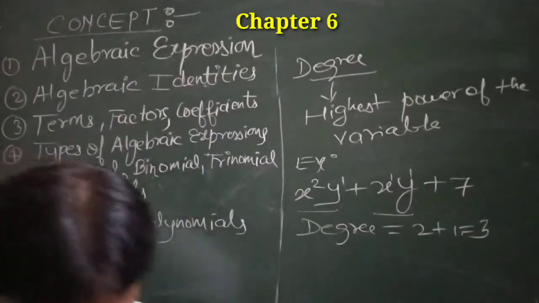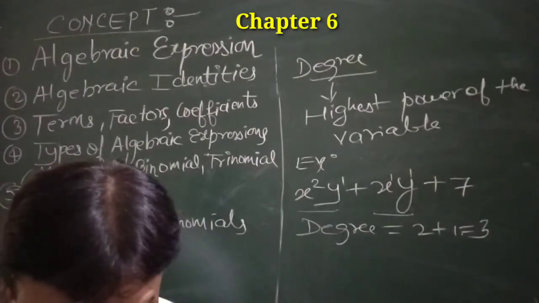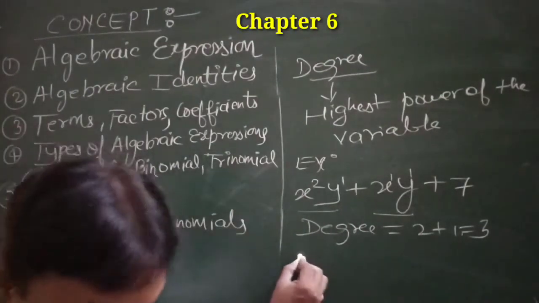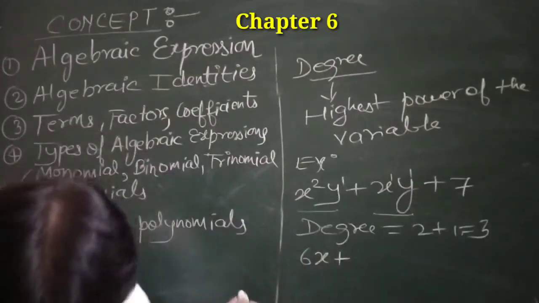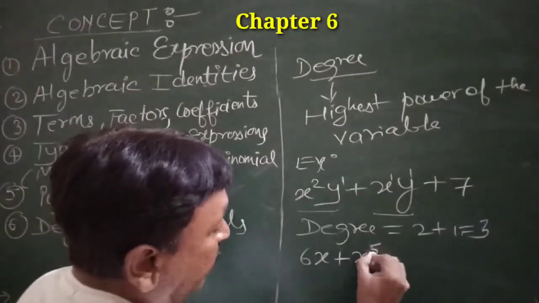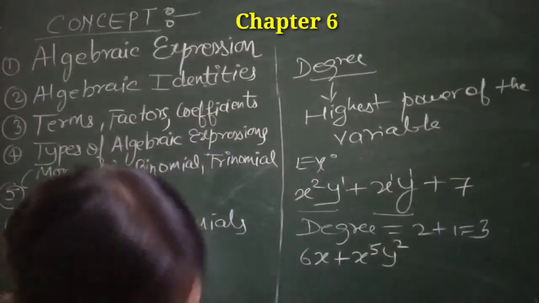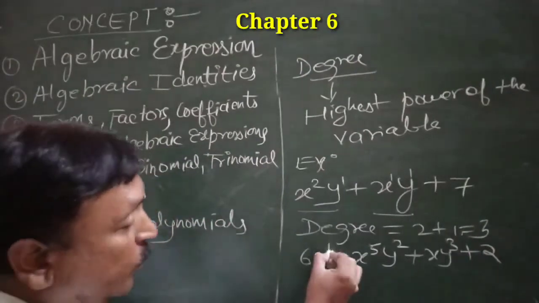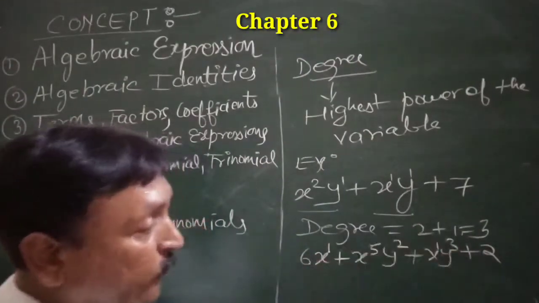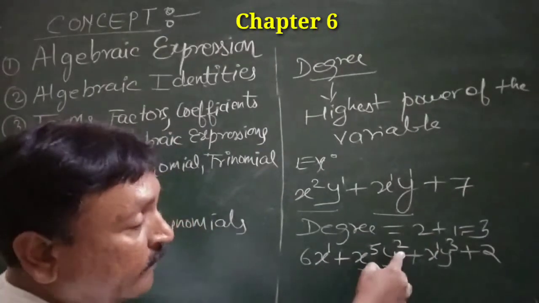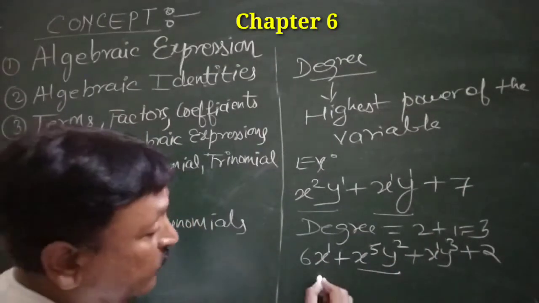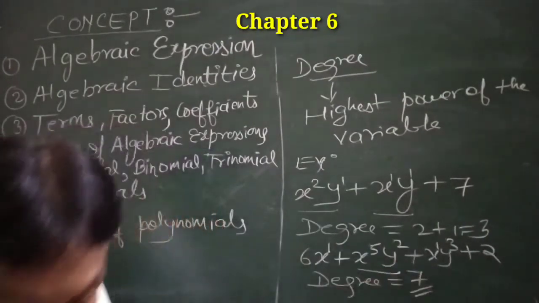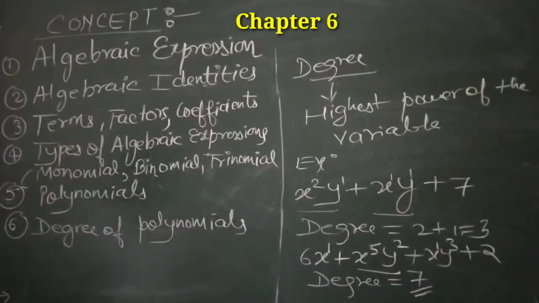Just see exercise 6.1. In exercise 6.1, I can take one more example from the exercise, part C. The question is 6x plus x raised to the power 5 y raised to the power 2 plus xy cube plus 2. See here: 5 plus 2, 7; 3 plus 1, 4. In this case 5 plus 2, 7, the addition is higher. So the degree of this expression is 5 plus 2, 7. Hopefully you have understood the concept.